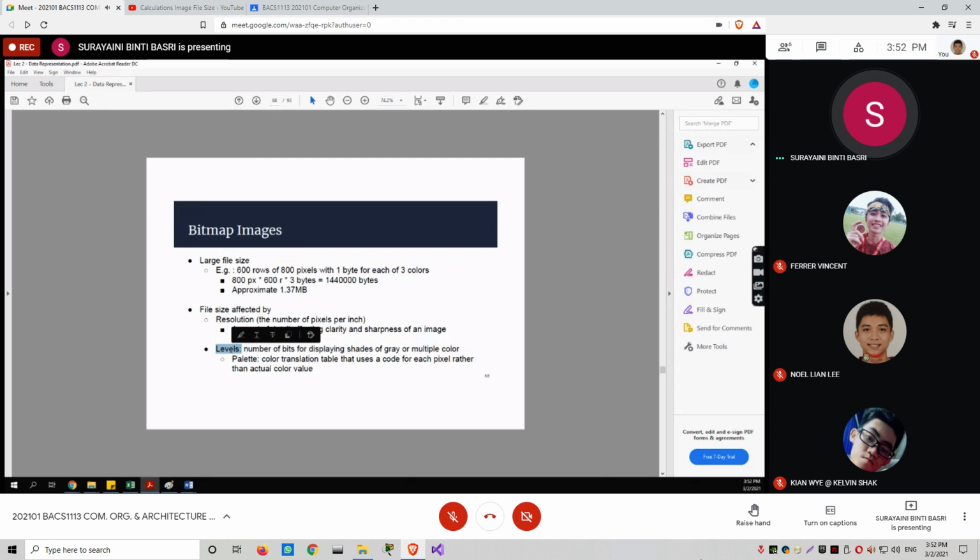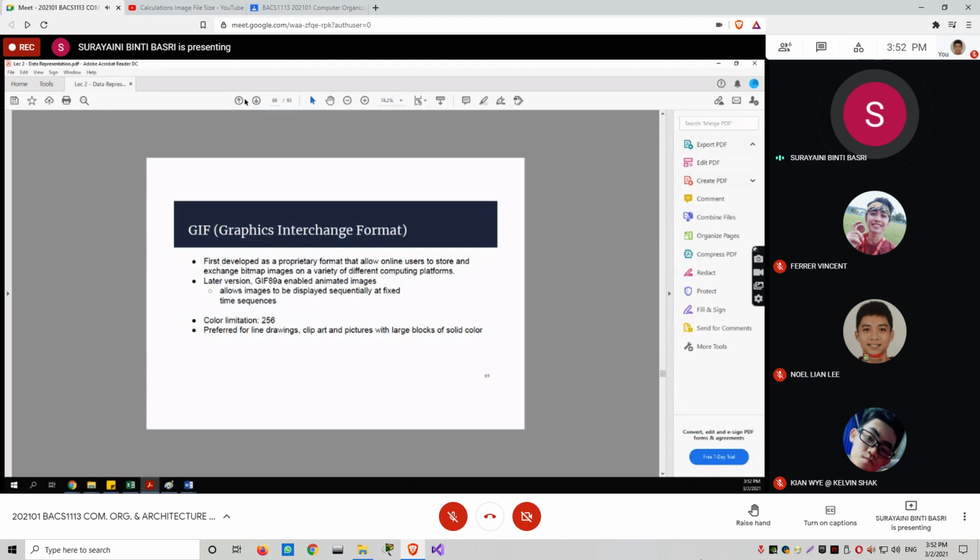Okay, so the higher the levels of that image will make the file size larger. Okay, so the higher the resolution of that bitmap image will make the file size also larger.